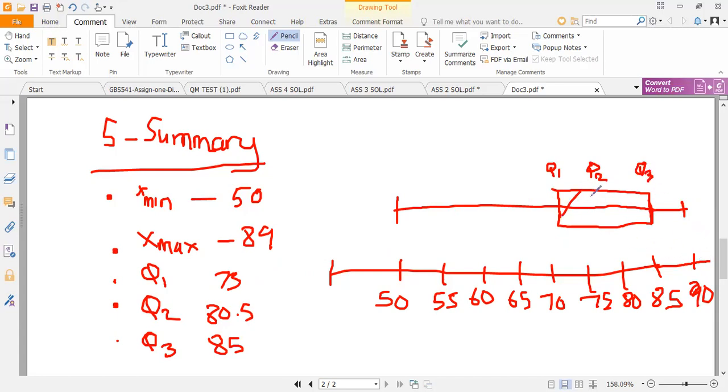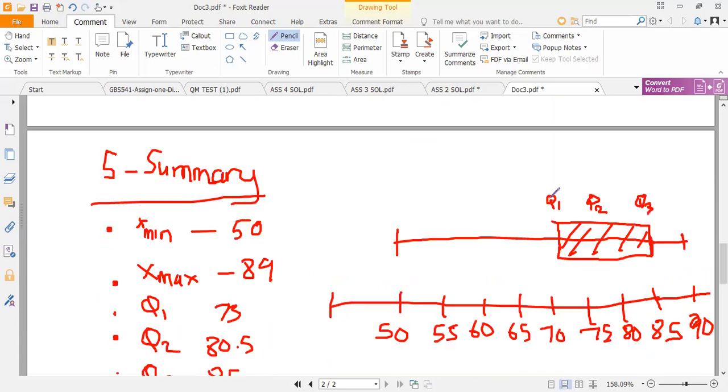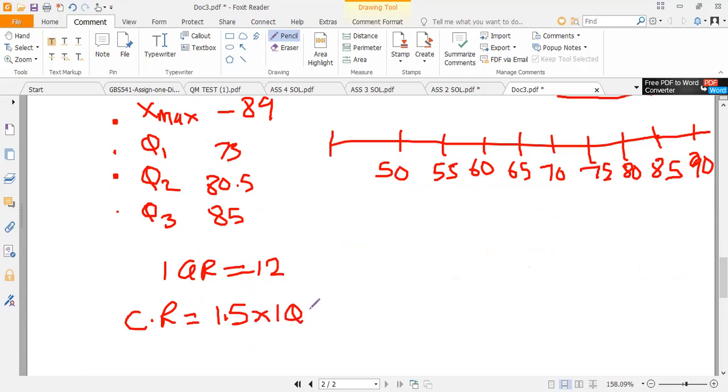So our interquartile range is a very important attribute. The interquartile range is 12, so our IQR is 12. Now we need to find what is called the correction term, the adjuster. We multiply 1.5 times the interquartile range. So 1.5 times 12, what do we get? 18.